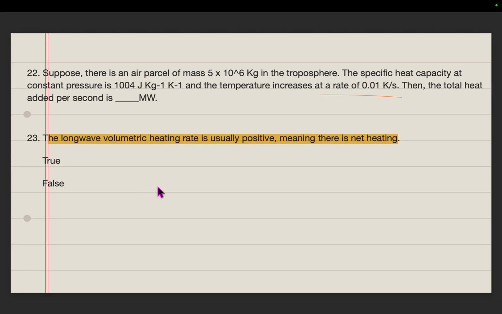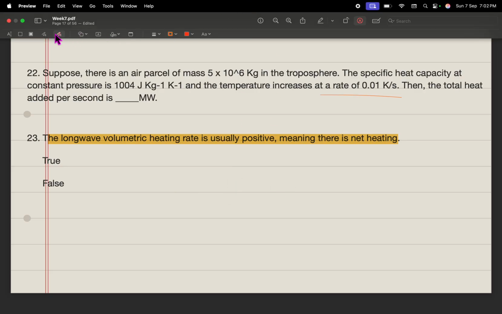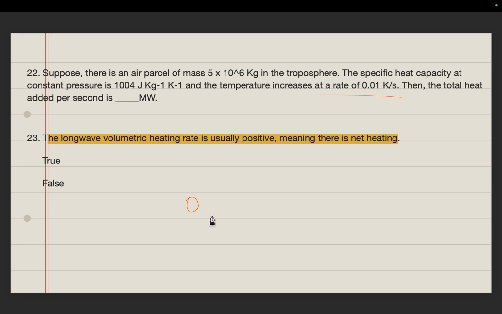Question 23. The longwave volumetric heating rate, we know this function, is equal to minus dF/dz. Usually positive, meaning there is net heating. I have to rethink this question again. Question 23, I am leaving it.